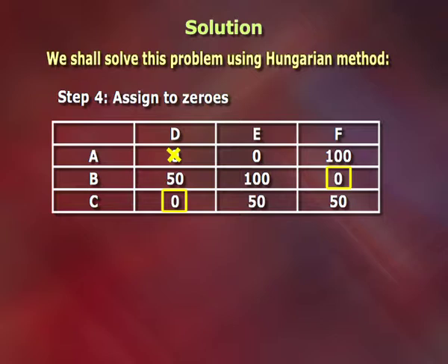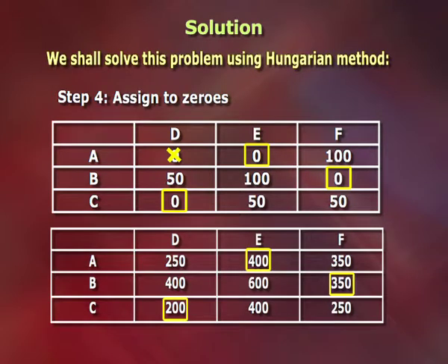Now you can see in row 1 only 1 zero is left. So assigning to row 1. So here row 1 now has an assignment. So cell 1 2 is assigned, cell 2 3 is assigned, and cell 3 1 is assigned.